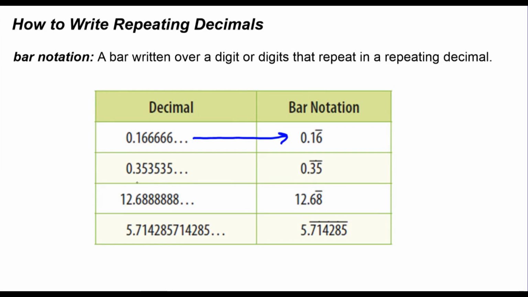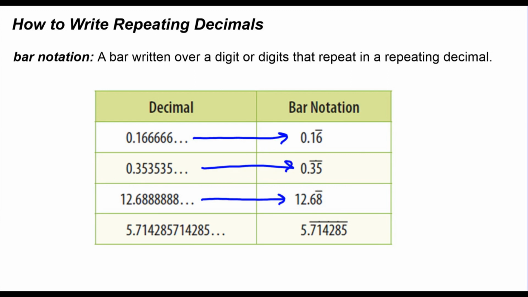In the second one, we have 0.353535. Here we have 2 digits that repeat. So we're going to put our bar over both of those digits, the 3 and the 5, because they both repeat. That indicates that this decimal is 0.353535.